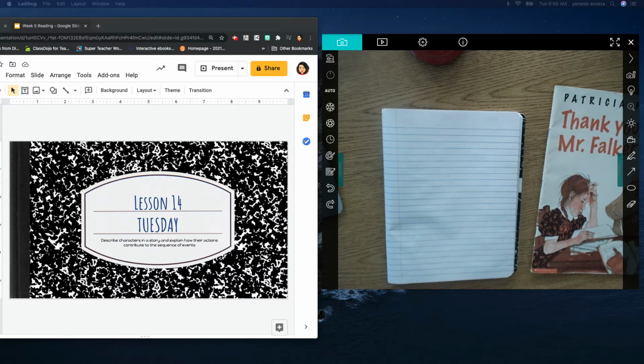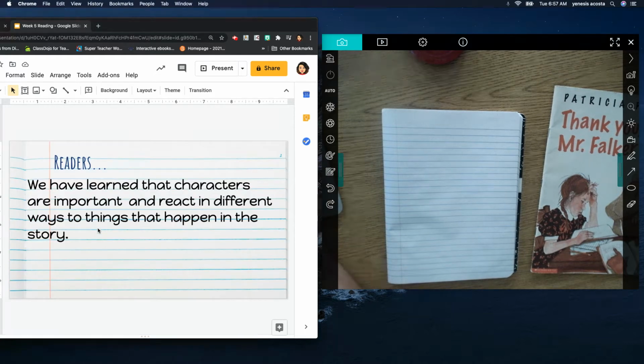Thank you, Mr. Backer. And as readers, we are going to continue to read and describe characters in a story and explain how these actions contribute to the sequence of events. Readers, we have learned that characters are important and react in different ways to things that happen in the story.